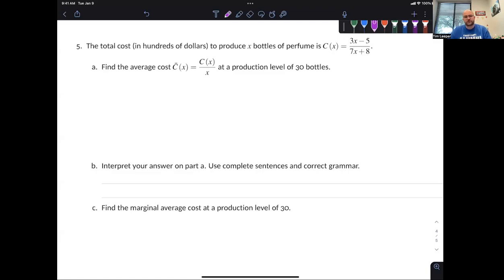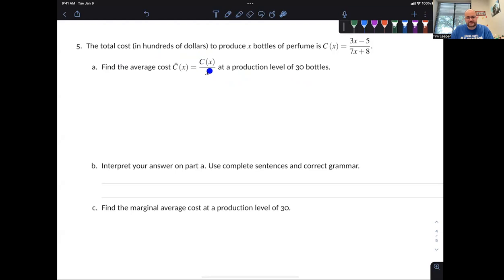Hello, everyone. On this question, we want to go ahead and look at question 5. It says the total cost in hundreds of dollars to produce X bottles of perfume is C of X equals 3X minus 5 all over 7X plus 8. Now, notice that it wants us to find the average cost, C bar of X, which is C of X divided by X, at a production level of 30 bottles.